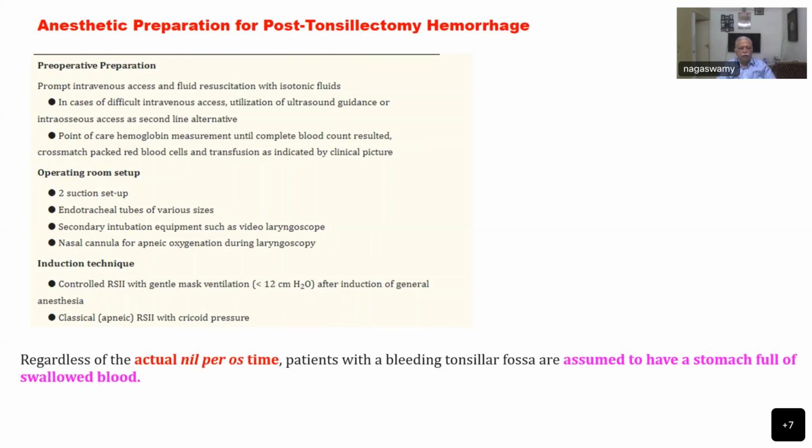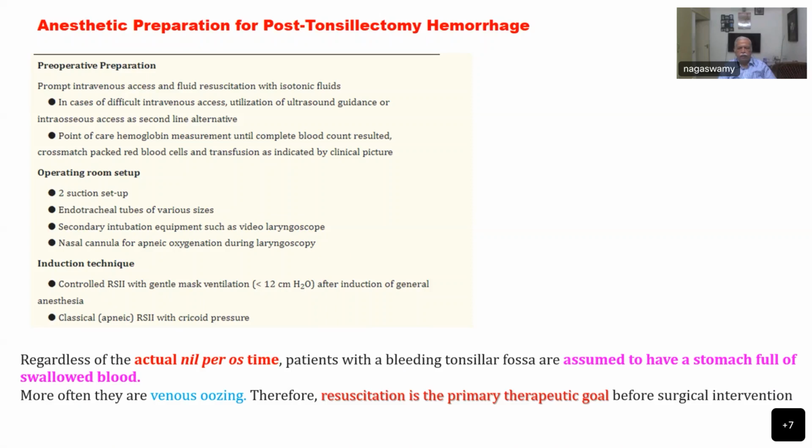So regardless of the nil per oral time, patients with a bleeding tonsil are always assumed to have a stomach full of swallowed blood. Also they might have been given some feed if the duration after the surgery is long and then exploration is done. Oral feeds could have been started, that could also contribute to the full stomach. And more often it is venous oozing rather than acute arterial bleeding.